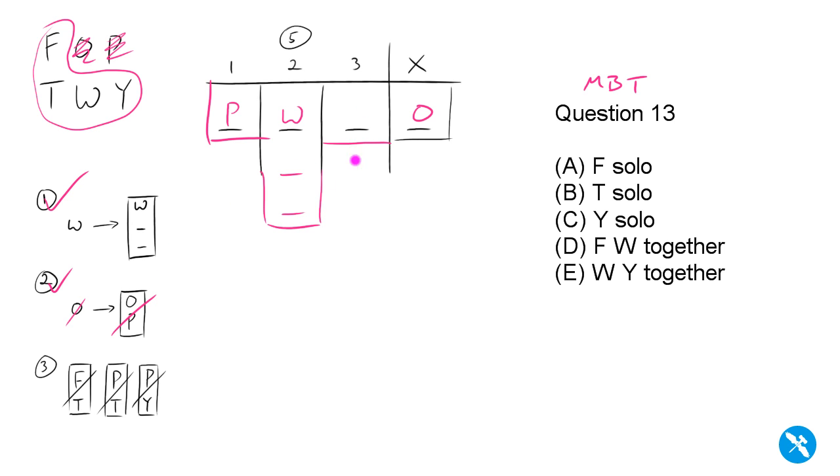Now, take stock of what you have left. You placed W, you have F, T, and Y left. And take stock of the rules you have left. These 2 rules with P and T and P and Y are irrelevant. P is solo. You're not going to run afoul of these 2 rules. So really, this is the only rule you have left, which says you have to split up F and T.